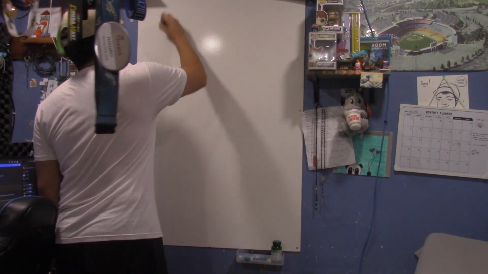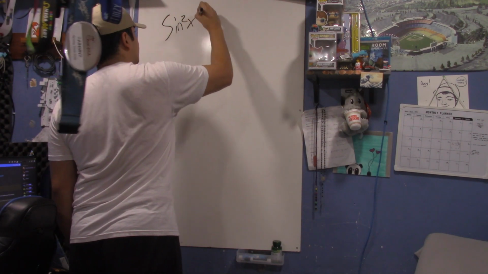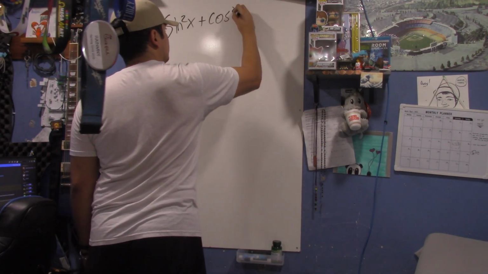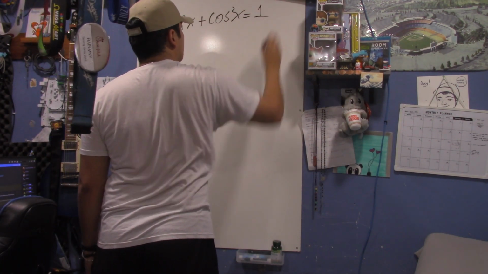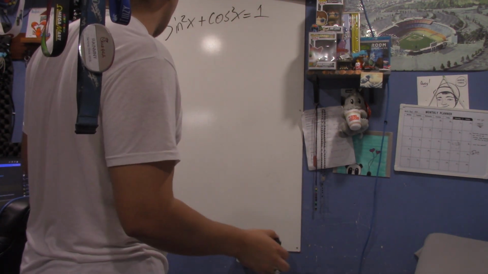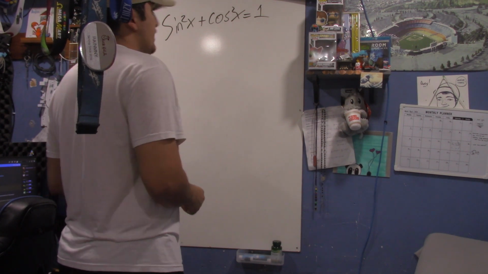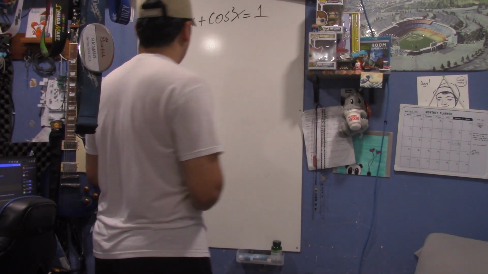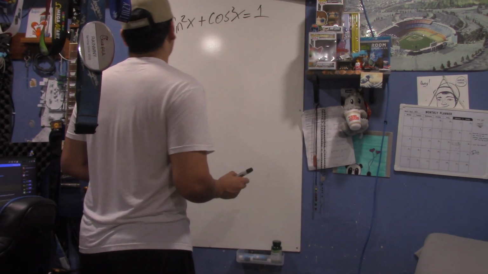So what does it mean when we say sine squared x plus cosine squared x equals 1? This means if we plug in any number into the variable x, we will get 1 as the sum of those two functions as they get evaluated.